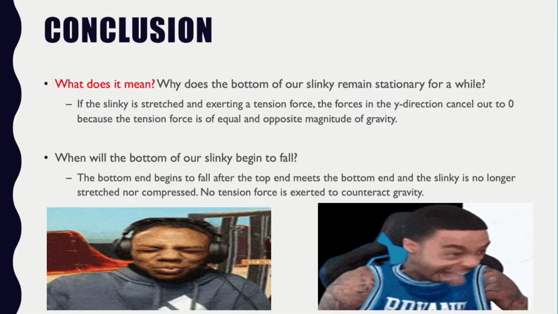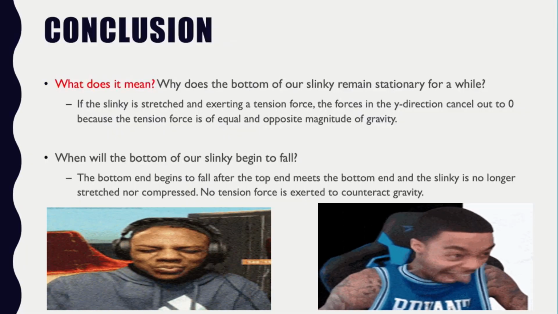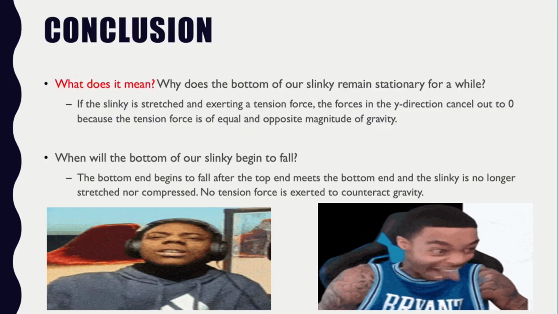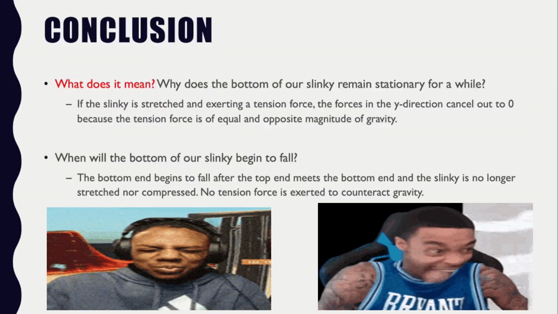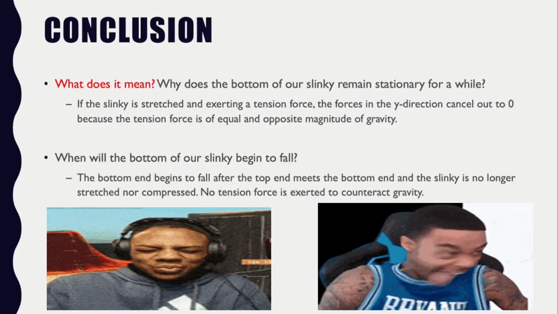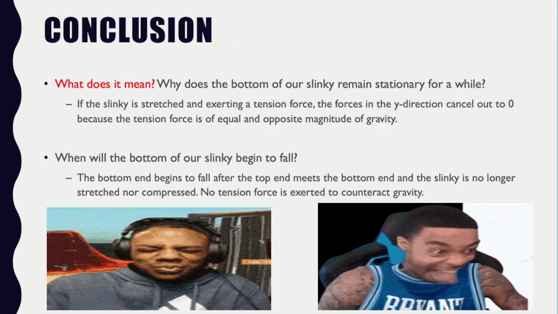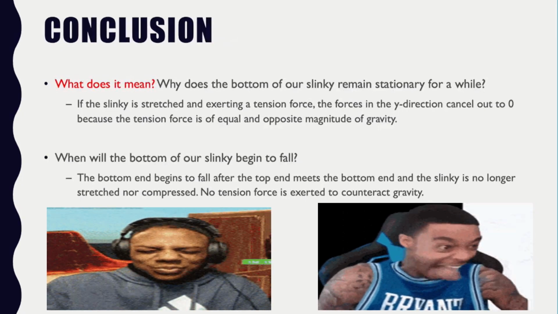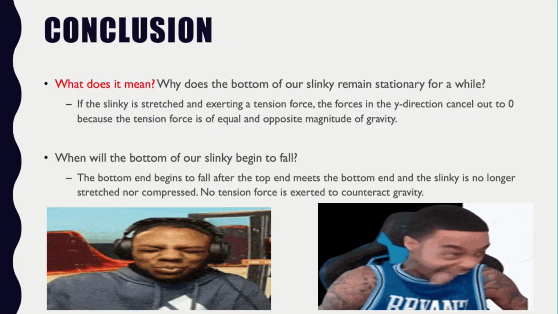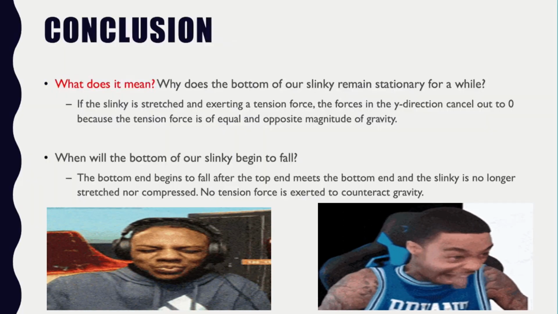Conclusion. Takeaway. 2 takeaway questions. Why does the bottom stay stationary? Because the tension force equals gravity, so net force is 0 and the bottom doesn't move. When does it fall? Once the slinky fully collapses and tension disappears, gravity acts unopposed and the bottom falls.